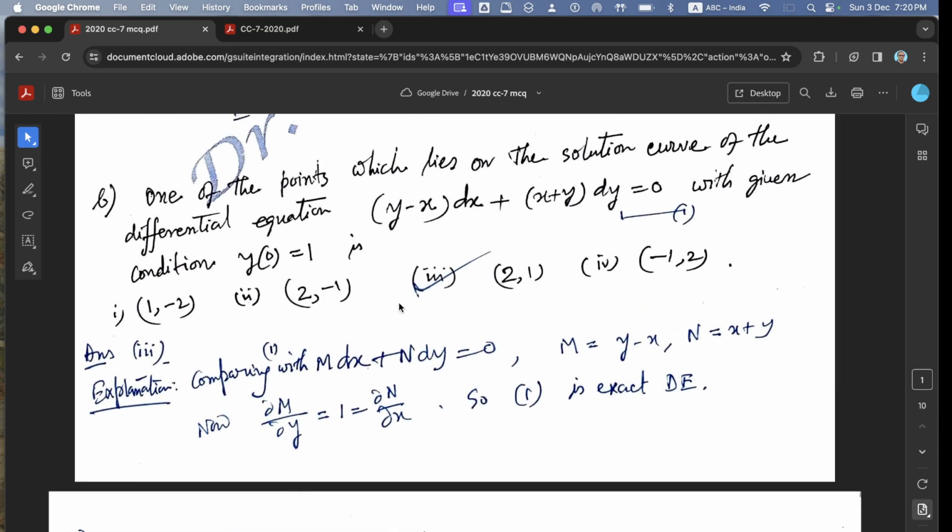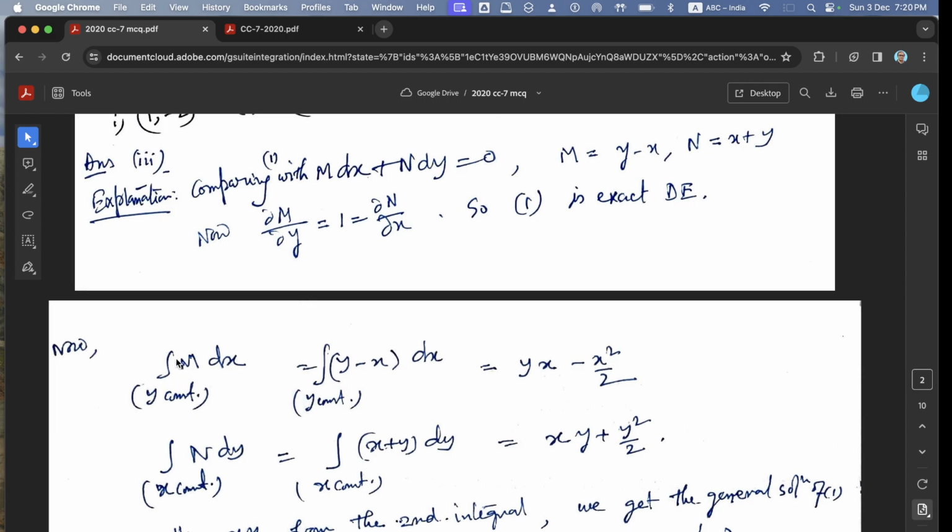Now, comparing the given equation with M dx plus N dy equal to 0, M equals y minus x and N equals x plus y. Then del M by del y equals 1, and this equals del N by del x. So the given equation is an exact differential equation.